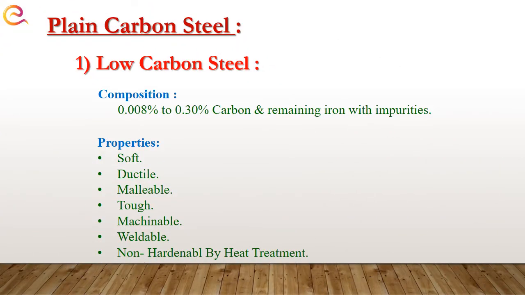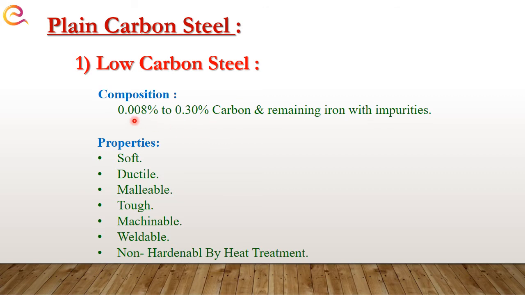Here is the first type of plain carbon steel, that is low carbon steel. Under its composition, we can see the percentage of carbon ranges between 0.008% to 0.3%, and the remaining is iron with impurities. What are those impurities? It can be silicon, sulfur, phosphorus, manganese, etc.